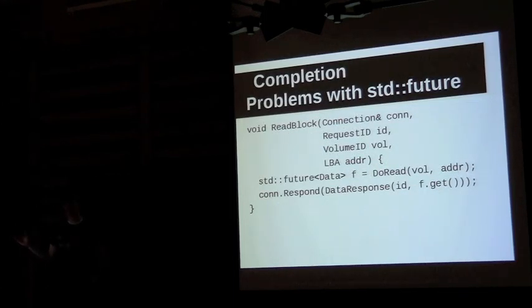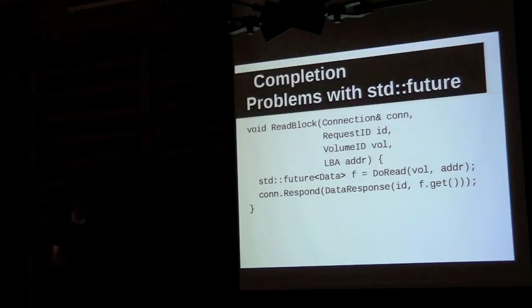Well, I'll go into the next section, which is this new concept we call completions. They're very helpful. And we came up with completions because of the number of problems we have with std::future, and frankly, boost future, because they're practically the same. So let's say I've got a function called read block, and I'm given a connection and some request identifier, and then the volume ID, so some number, and then LBA, which is logical block address, which is kind of like an offset into a volume that you want to read from.